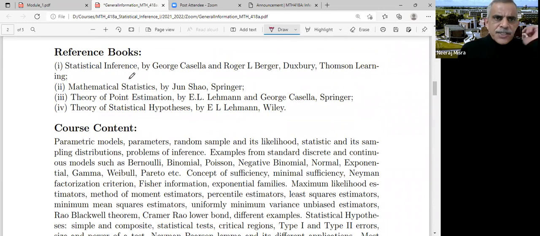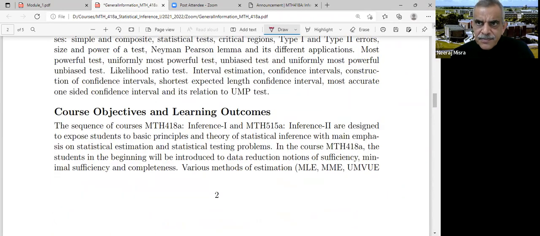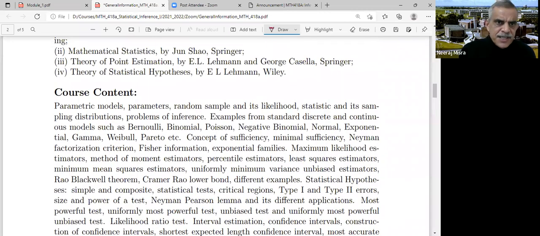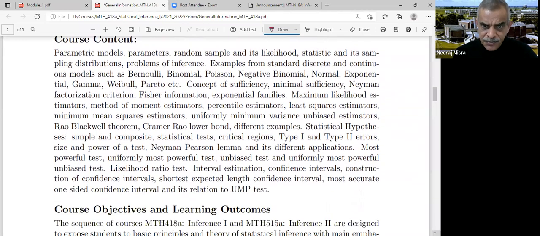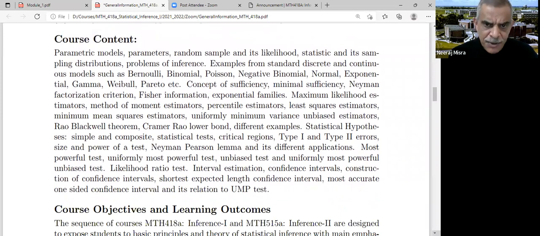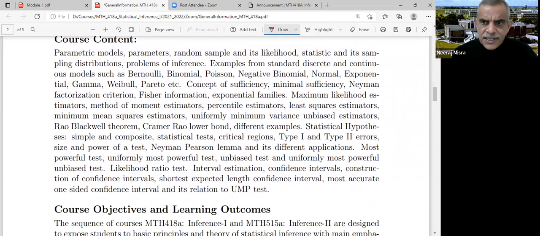Now these are the reference books. The book by Casella and Berger on statistical inference. Then there are other books you may like to see: mathematical statistics, theory of point estimation, theory of statistical hypothesis. Now the course content is described over here. This course would essentially have two parts. In the first part, I'll be discussing mainly estimation theory. And in the second part, I'll be discussing the testing of hypotheses. So this is the course content. You may like to go through it.